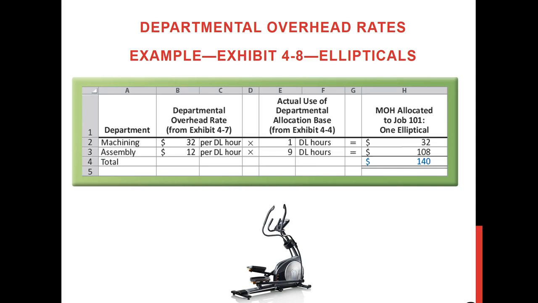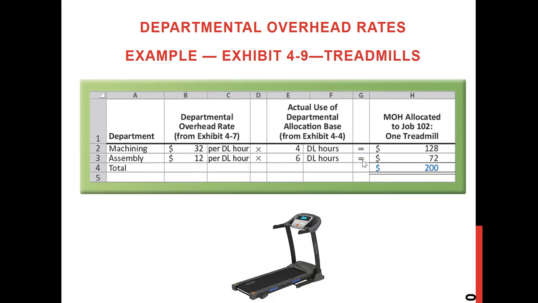So you see, when we are using the department-wide rates, the overhead cost is actually different. And when we are using department-wide rates, these costs are more precise and more accurate. So we could do the same thing for the treadmill. For the treadmill, it requires 4 hours in the machining department and 6 hours in the assembly department. And the rates are the same as what we already calculated.